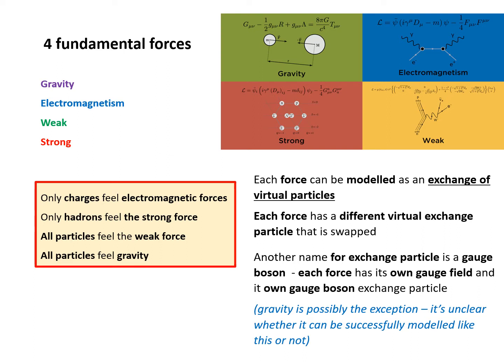Now, each force can be modelled as if the force is happening because it's making the particles exchange what's called a virtual particle between them. Some other names for the virtual exchange particle are the exchange boson or a gauge boson. All those names mean the same thing, that the force is making two particles swap a particle between them, and that's how they feel the force of each other.